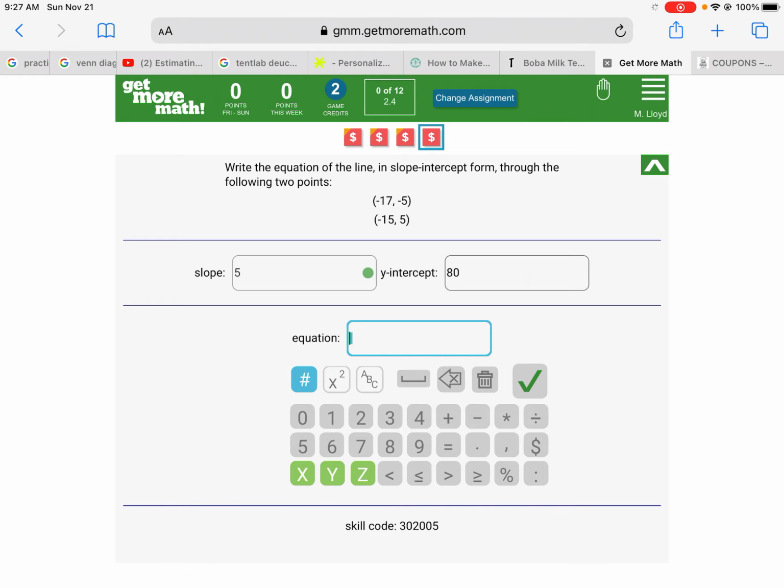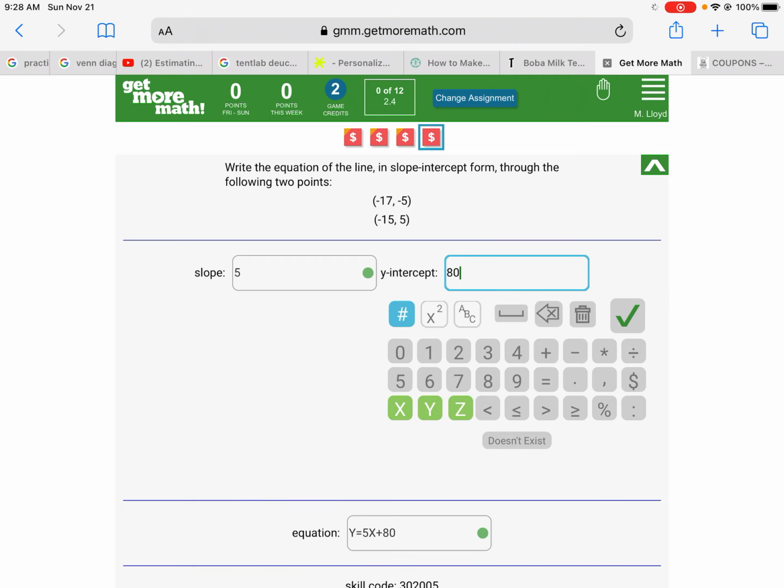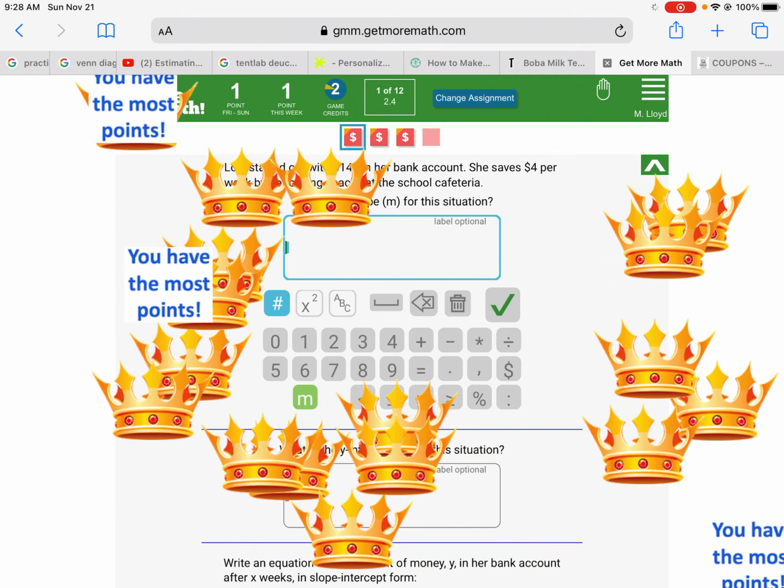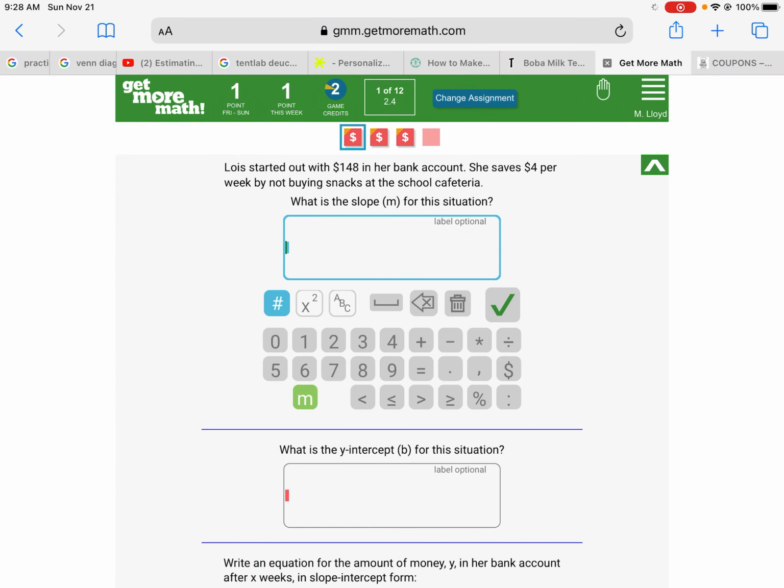And here we go, y equals so 5x, because slope, and then plus 80. So plus, where's my plus sign? 80. And there we go. Oh, and I didn't ever press the green check mark, so good. Now, the second style of question. I'm going to go ahead and screen grab this one.